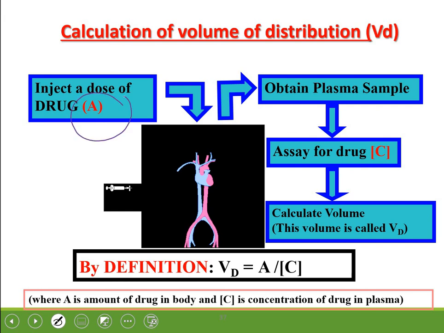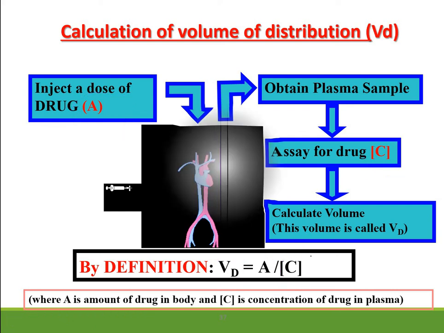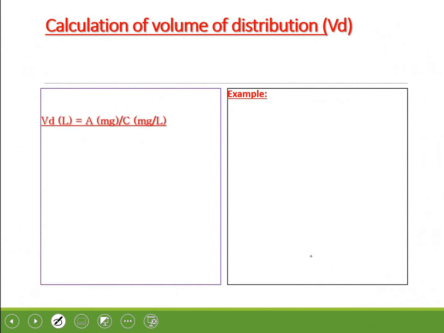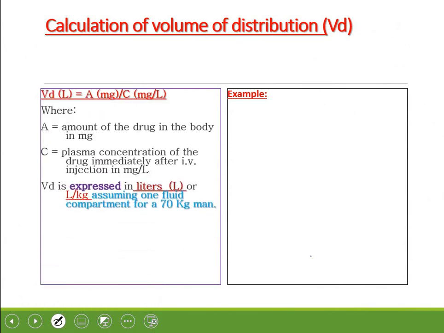When a drug A is injected, it reaches the blood, and from the blood, by definition, the volume of distribution is equal to the amount of drug that is administered divided by the drug concentration inside the blood. So how will you calculate the plasma volume of distribution?